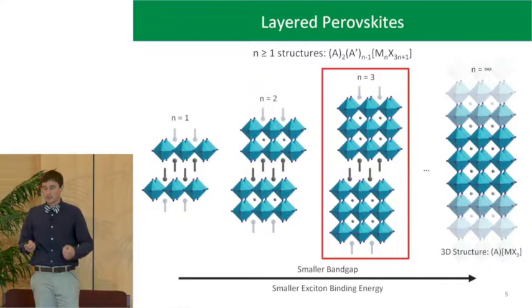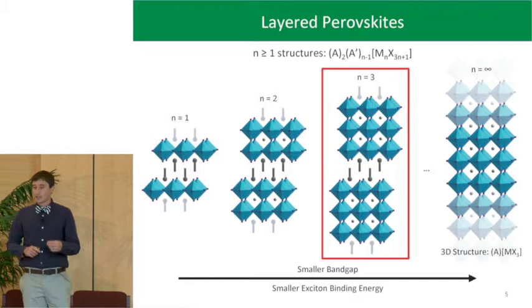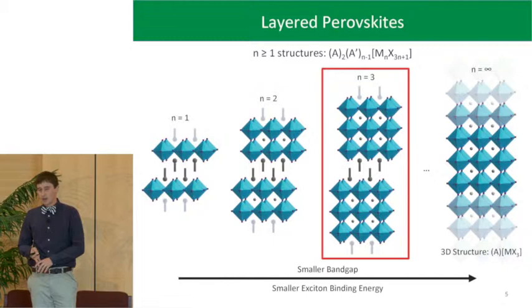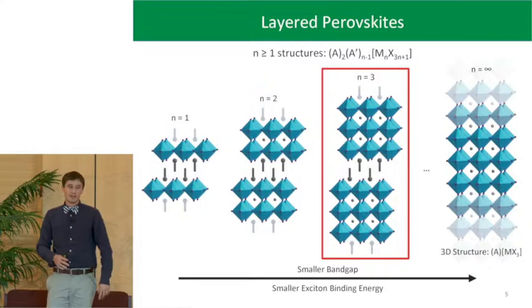So therefore, when you create an electron-hole pair in the material, it's much harder to separate those and do work using the device. And so we decided to explore the n equals 3 material because this is a nice intermediate between the two extremes. You still get something that approaches the three-dimensional material, hopefully in its electronic and optical properties. However, you still get to use the layered structure with the larger organic molecules, and therefore you can add in any functionality you want into the material in the future.